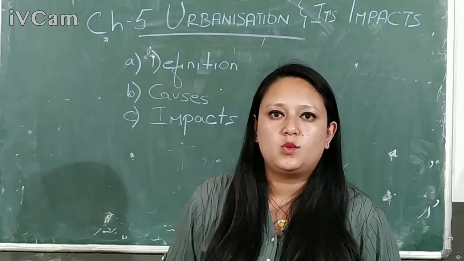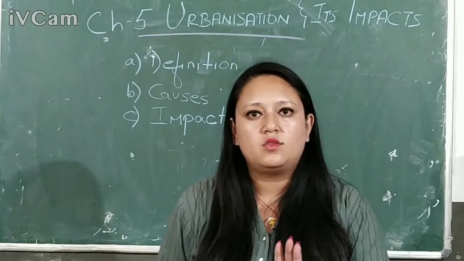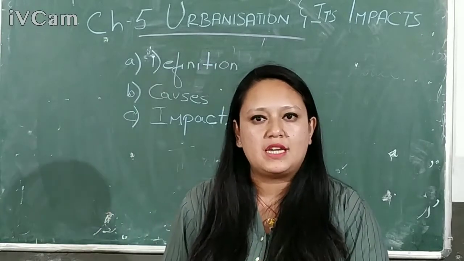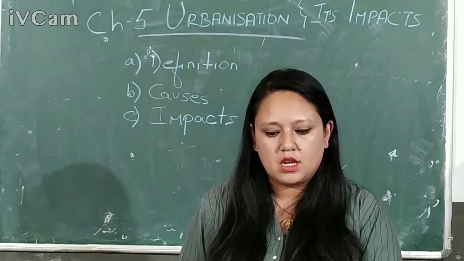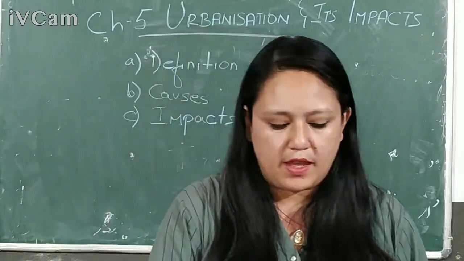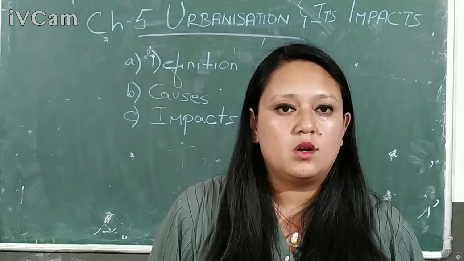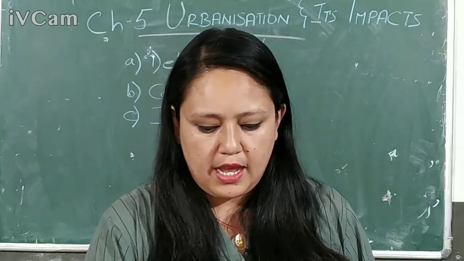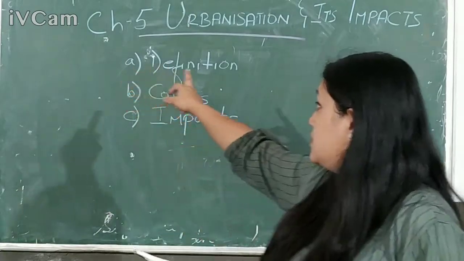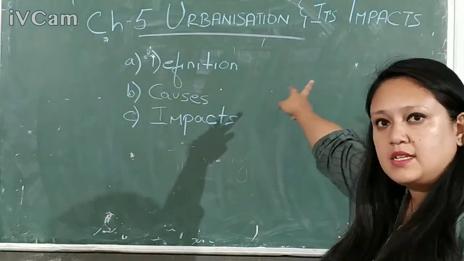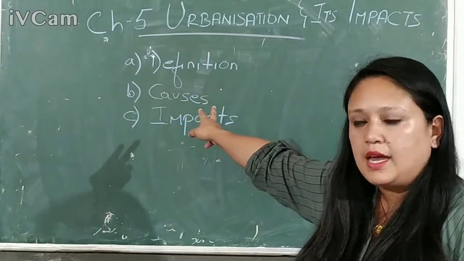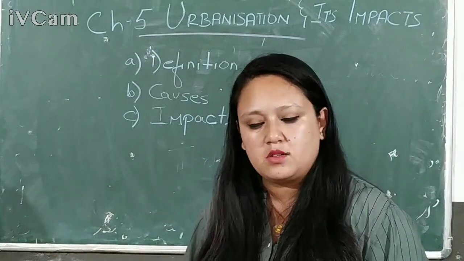Today I shall be starting with the 5th chapter. Now you know that I've already sent the question answers and other notes for chapter 5 and chapter 6. Now I want to start with explanation of chapter 5. First, the chapter is urbanization and its impacts. Chapter number 5, urbanization and its impact. We shall be doing the definition, causes, and in case we have time, we'll be doing the impacts also.